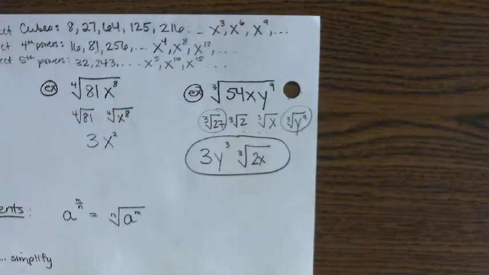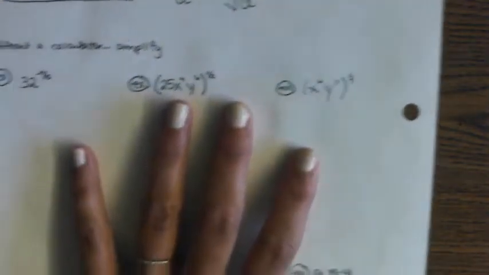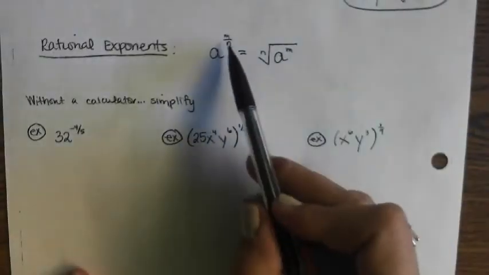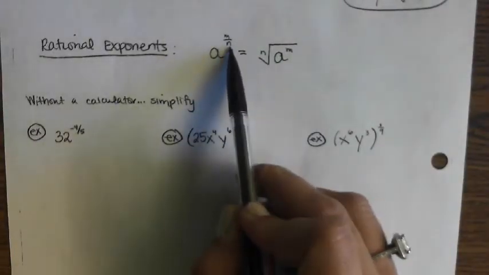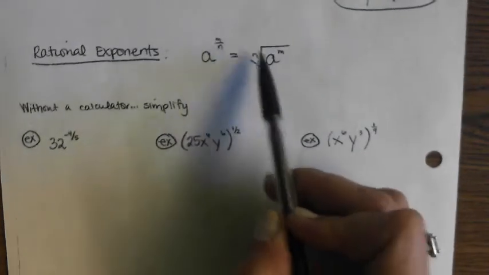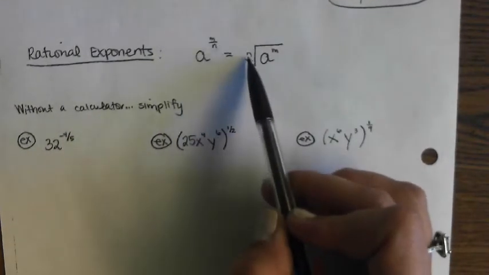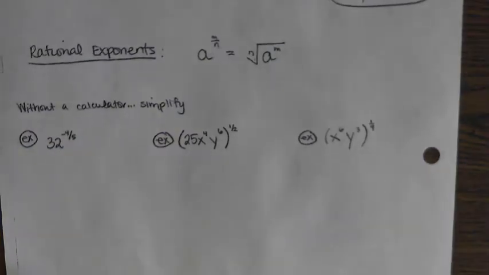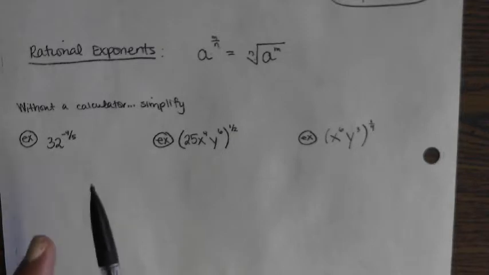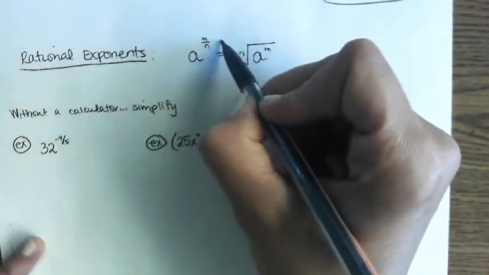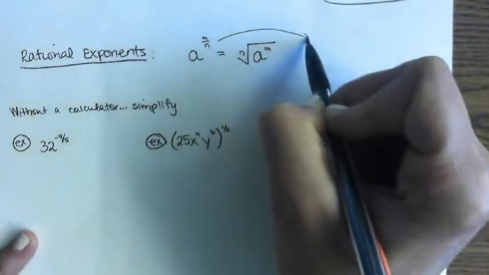Okay, and lastly, I know you did this last year. Rational exponents. Here's the big rule. Whatever the denominator is of your exponent is the root that you're taking. So this is a to the m over n power is the nth root of a to the m. Yes? Okay? So what I always recommend is you can kind of do this in either order. And I'll show you this way.